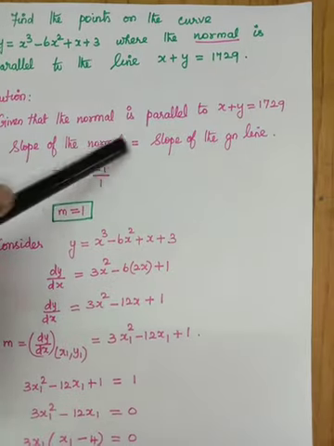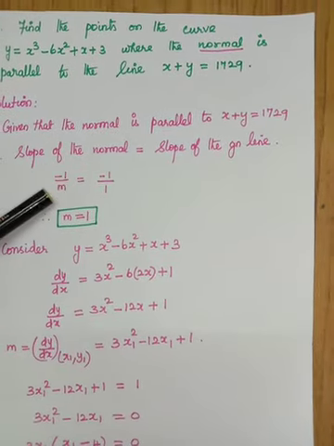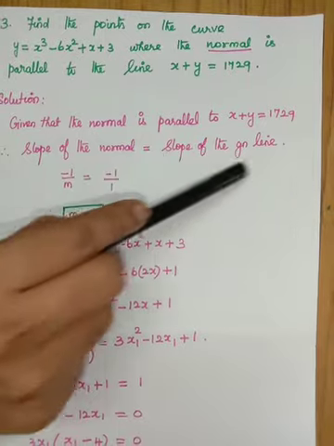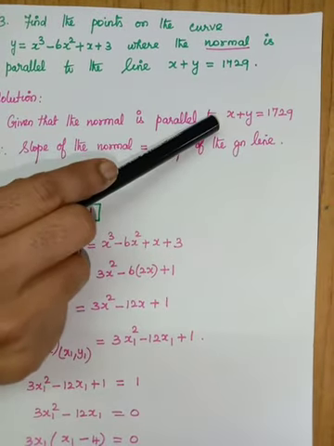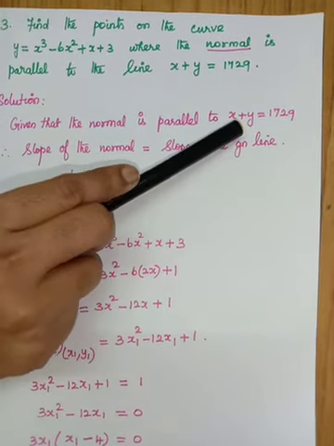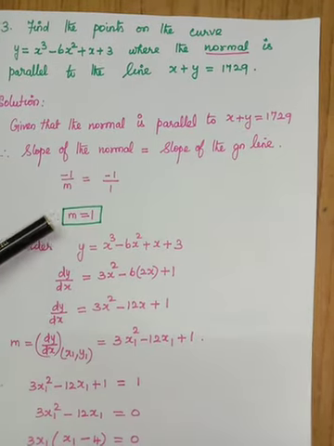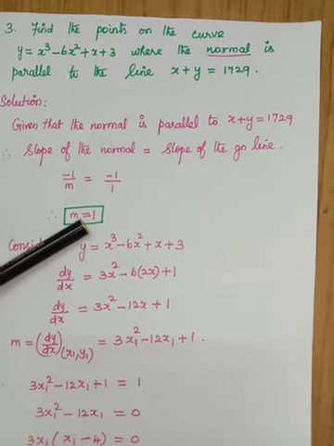So how to denote the slope of the normal? It is minus 1 by m. That is equal to, how to find the slope of the given line? Minus x coefficient divided by y coefficient, that is minus 1 by 1. So from this you can find m is equal to 1.